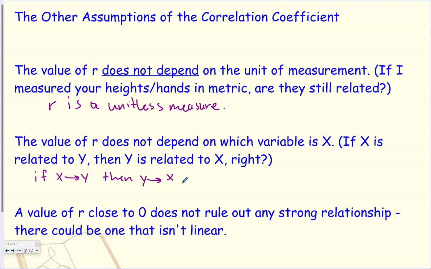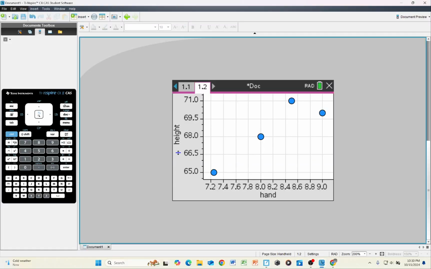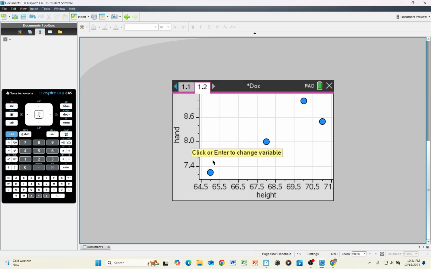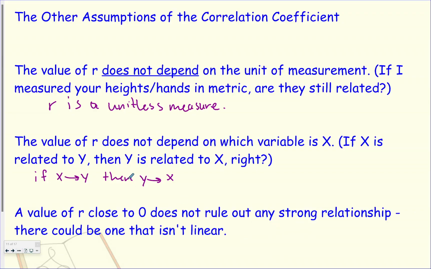And we can show that on the calculator by actually exchanging these. So here's the relationship of these points, right? Kind of form a line. If I take this and make that height and that hand, look what happens. It literally just reorients the data into a different direction. It takes basically the graph and flips it around. That's not going to change where the points are in relationship to one another. So if there was a trend before, there's still a trend here. So these do not change R at all.